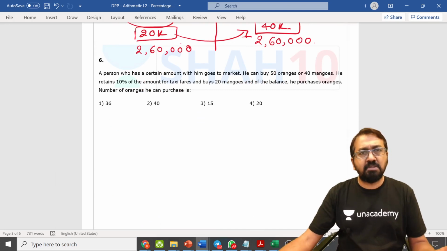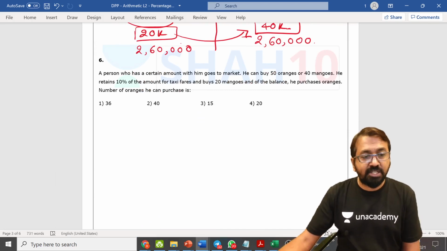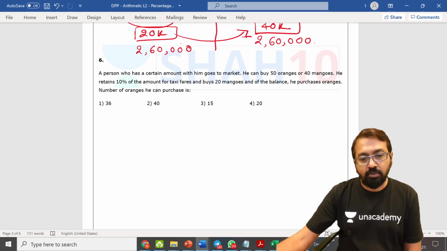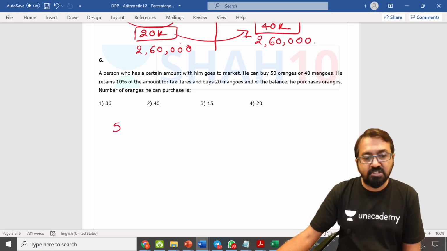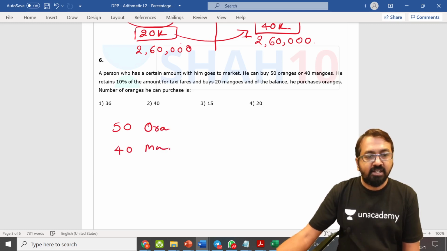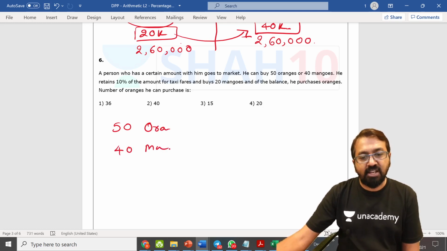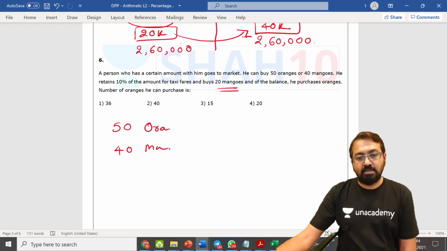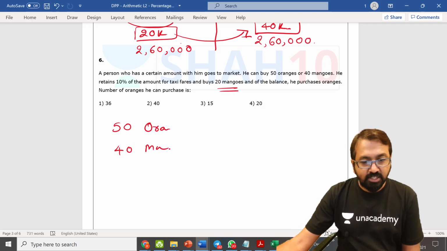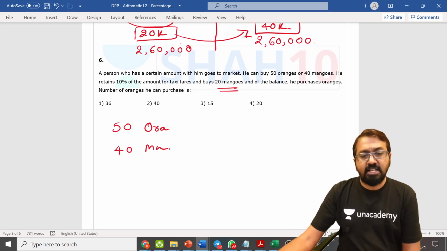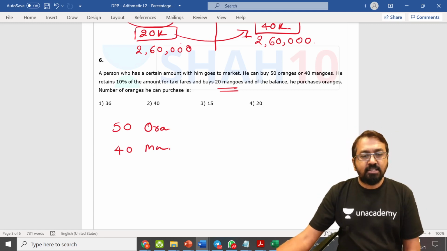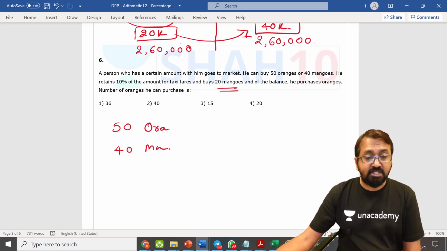So here this is a simple percentage question. It's a previous year CAT question. A person who has a certain amount with him goes to the market. He can buy 50 oranges or 40 mangoes. So he has an amount which is sufficient to buy 50 oranges, or you can say 40 mangoes, right? He retained 10% of the amount for taxi fare and buys 20 mangoes of the balance. Okay, so of the balance he purchases oranges, right? And the number of oranges that he can purchase. So guys, here we need to find out the number of oranges that he can purchase. Now let's assume he has an amount equivalent to 50 oranges.